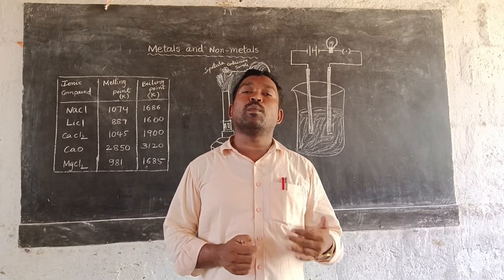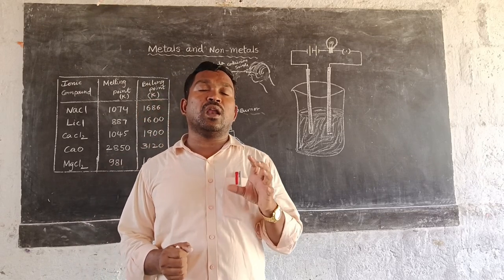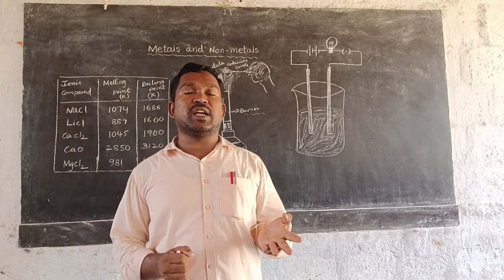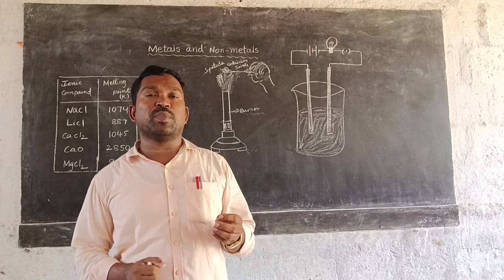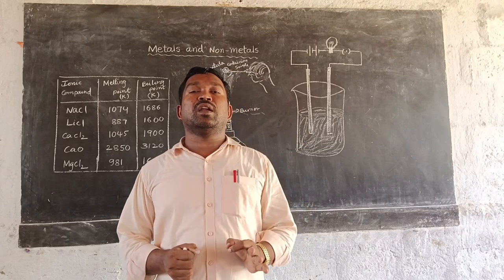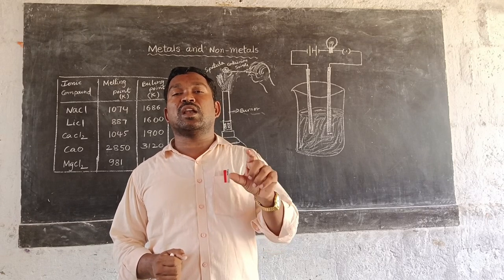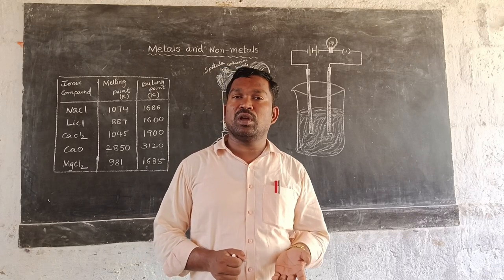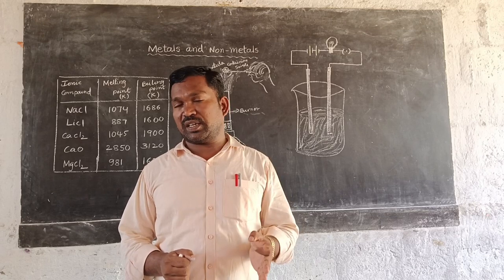Highly reactive metals, moderate reactive metals, low reactive metals. Low reactive metals are all available in the free state, like silver, gold, platinum, copper. But copper and silver, besides the free state, are also available in oxide and sulfide form. So copper oxide, silver oxide, iron oxide, platinum oxide, that type.